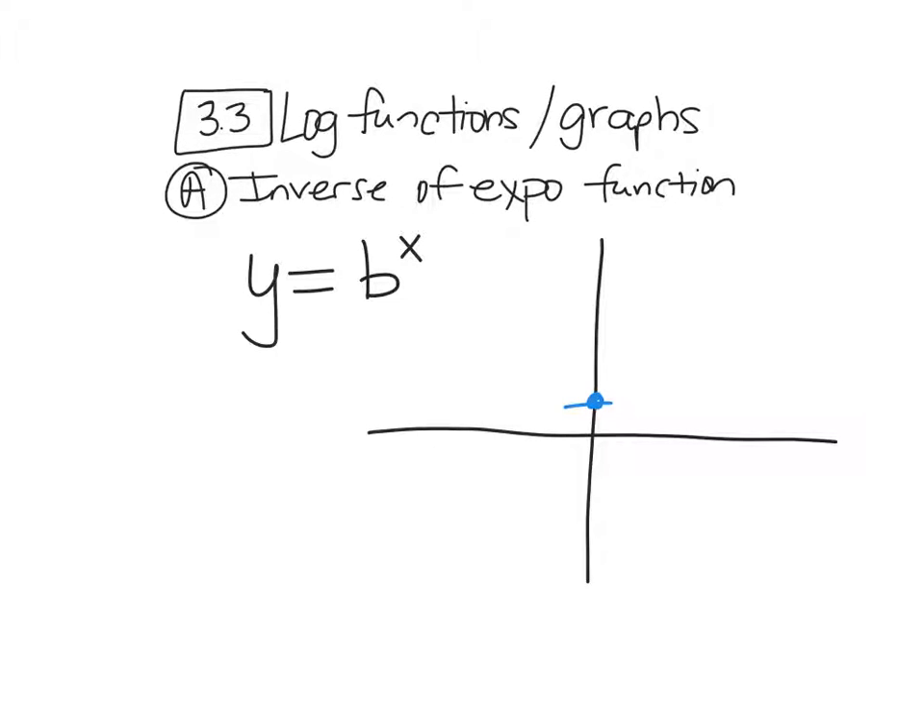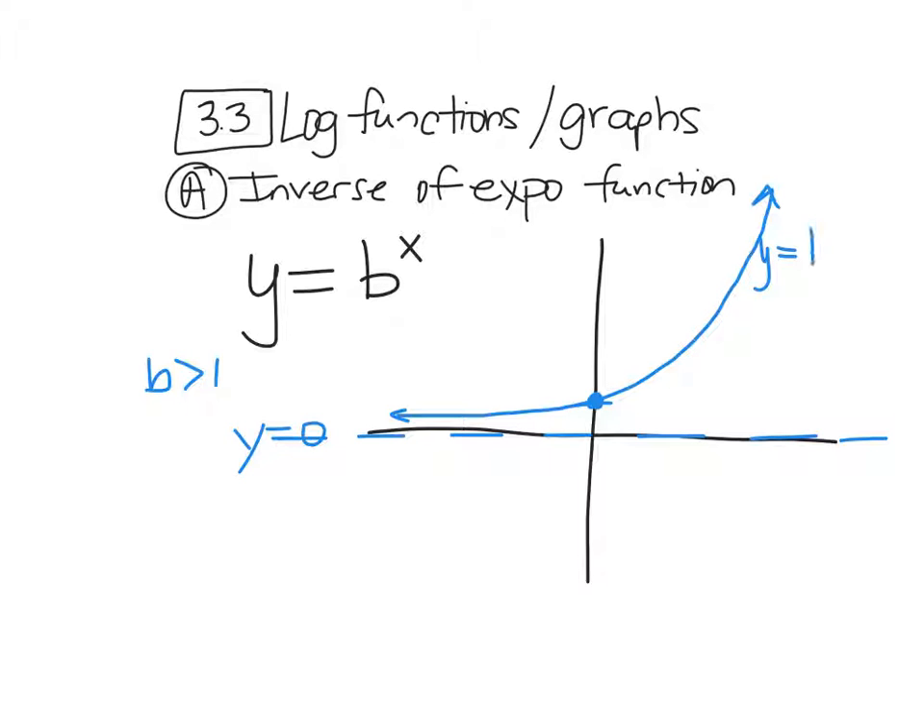Let's assume that b is greater than 1. So let's say that it's growth. And so your exponential function, as you know, looks like this. People are very comfortable with exponential because we see it in real life, population growing, stuff like that. We also have an asymptote through the line y equals 0. Asymptote at y equals 0. Let's write that: y equals b to the x.